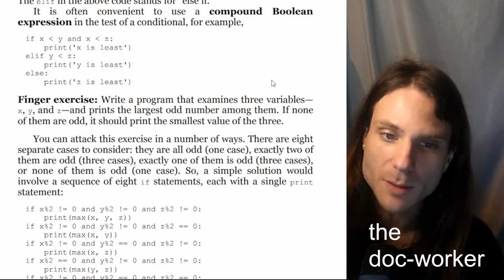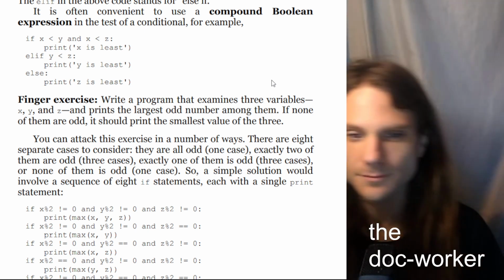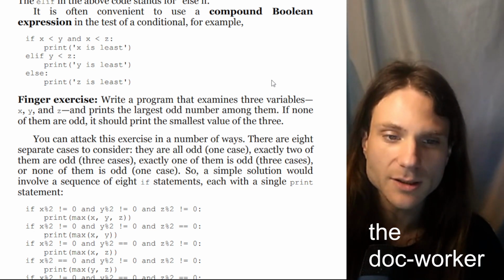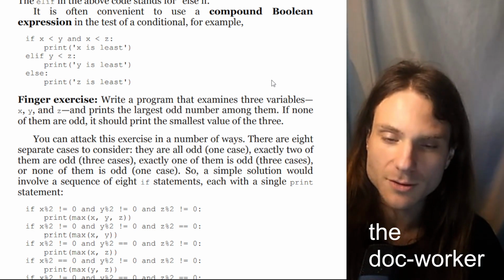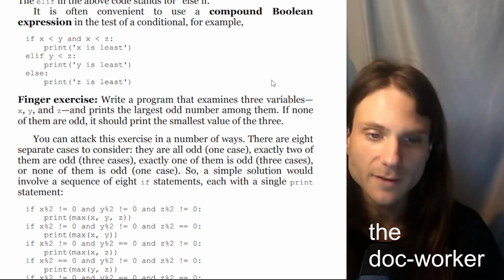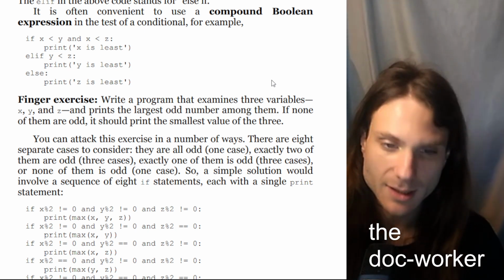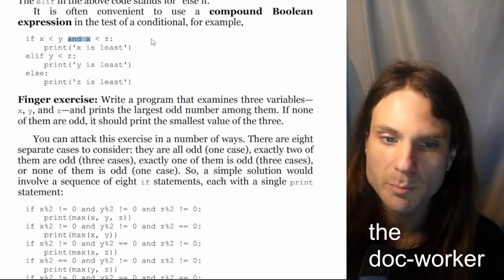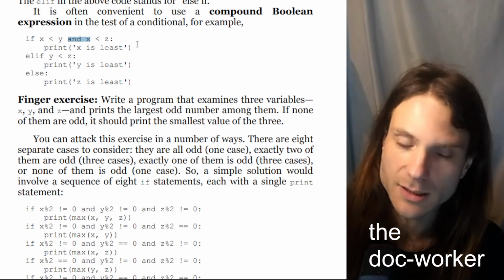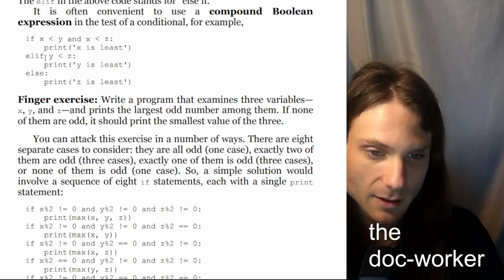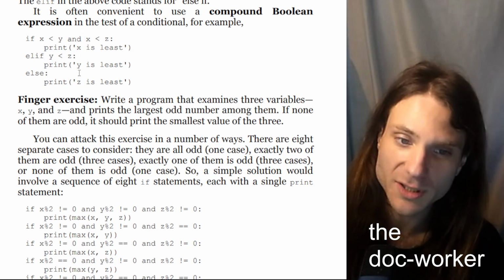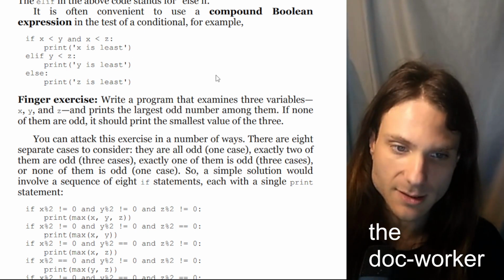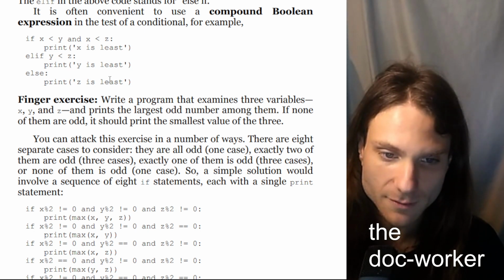And if so, by so doing we can clarify things. The elif in the above code stands for else if. It is often convenient to use a compound Boolean expression in the test of a conditional. For example, if x is less than y and x is less than z, print the string x is least. Else if, elif, y is less than z, print y is least. Or else, finally, print z is least. If none of these checks pass, then of course z would be least.